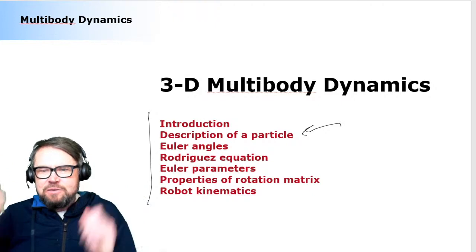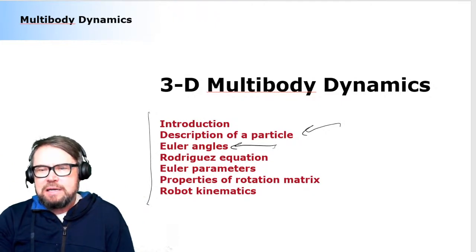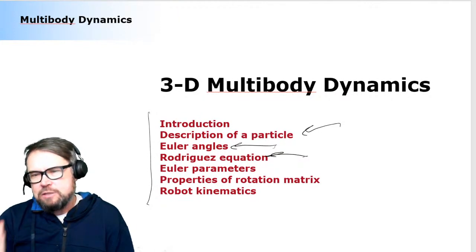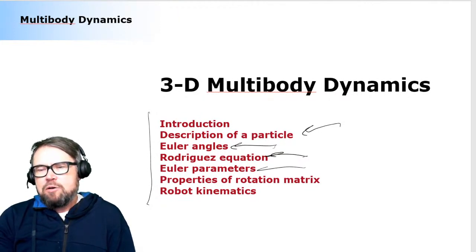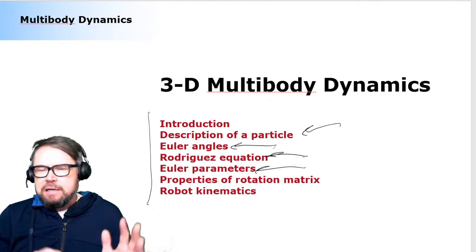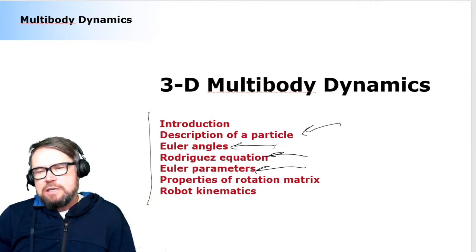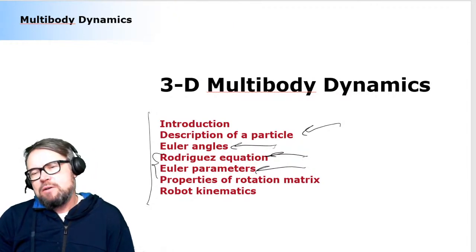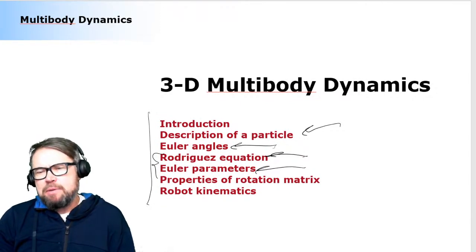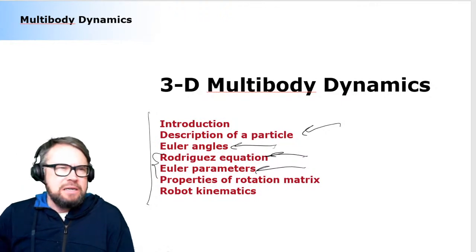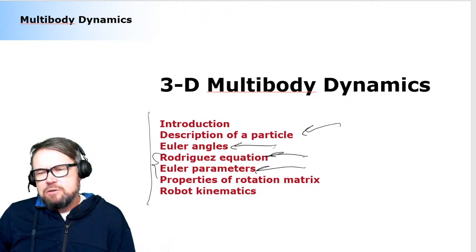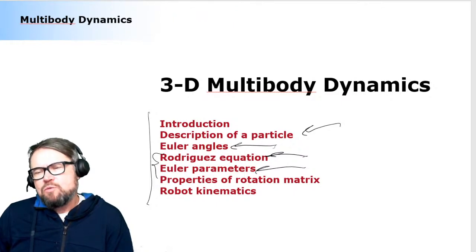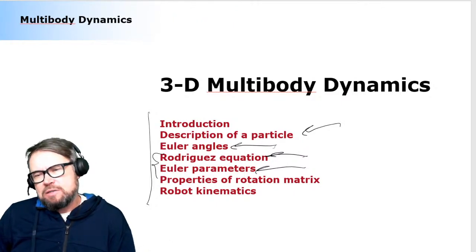And then we're going to look at something that you are already familiar with: Euler angles, then Rodriguez equations, and Euler parameters. Euler parameters are very much related to Rodriguez equations. The Rodriguez equation and Euler parameters are like brothers, or more than brothers, they are like twins. Even though the name implies that Euler angles are somehow related to Euler parameters, there is no relation. They are not relatives. Euler angles and Euler parameters are completely different concepts.